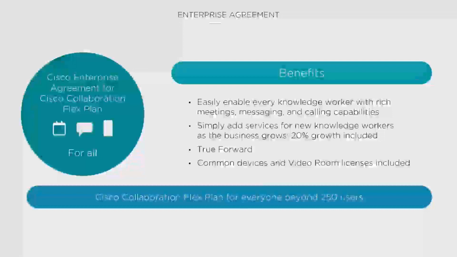And then an enterprise agreement is a company-wide entitlement for all your knowledge workers. So this is where you have 250 or more users within the organization, and that's for meetings and for calling as well. And the main benefits of doing an EA is it gives you the 20% growth I mentioned earlier, and it's an annual true forward. And it also gives you the common device licenses as well, and video room licenses included.